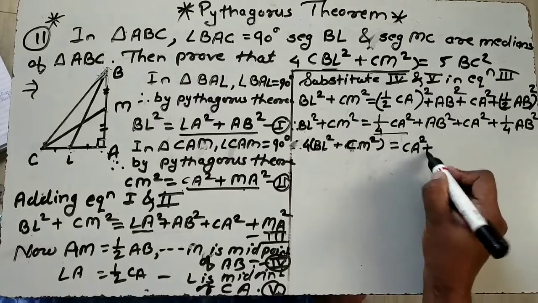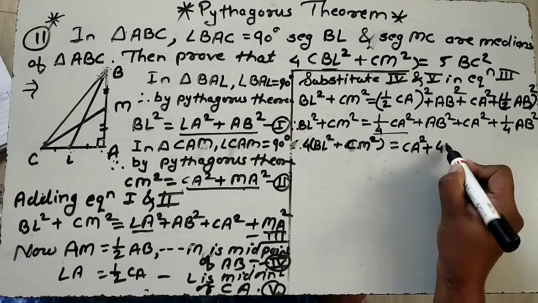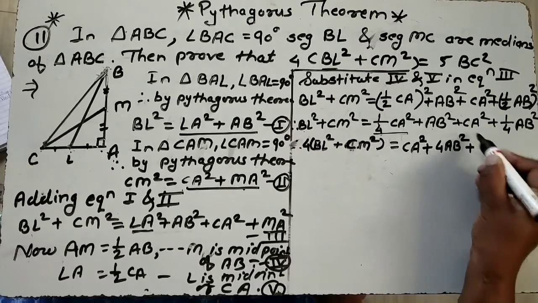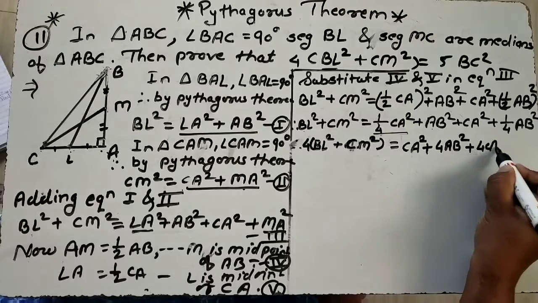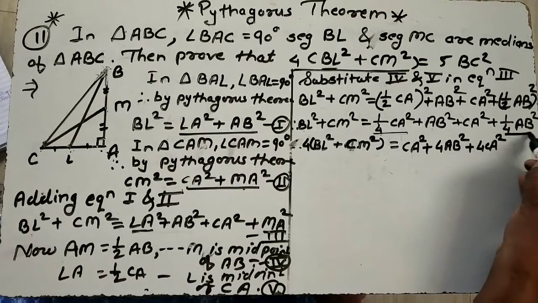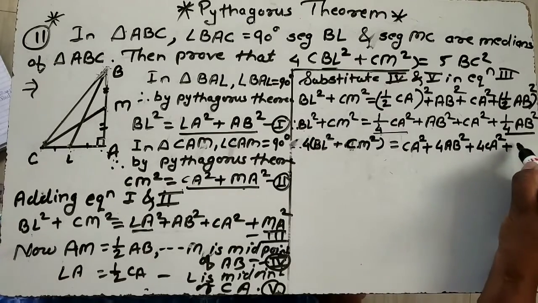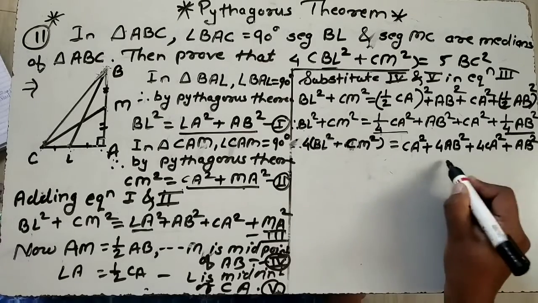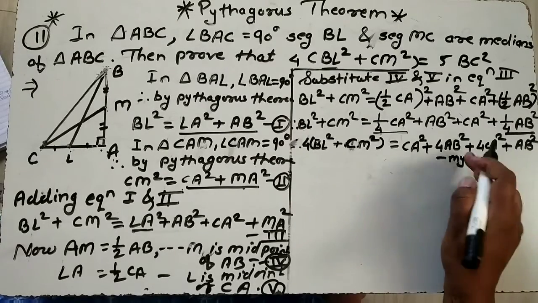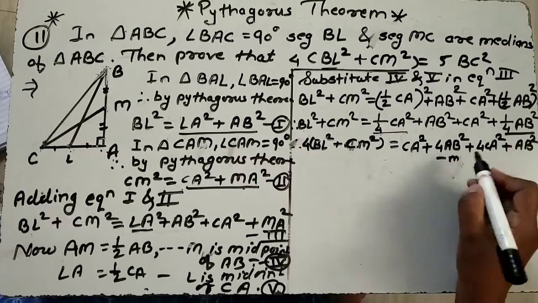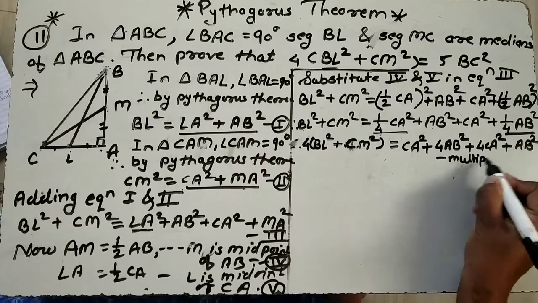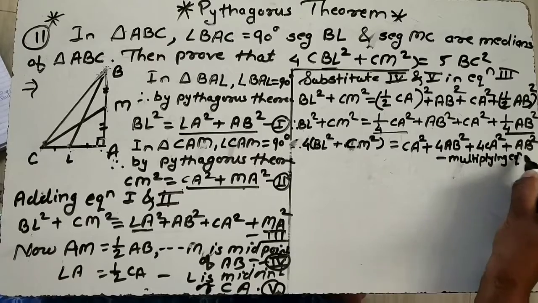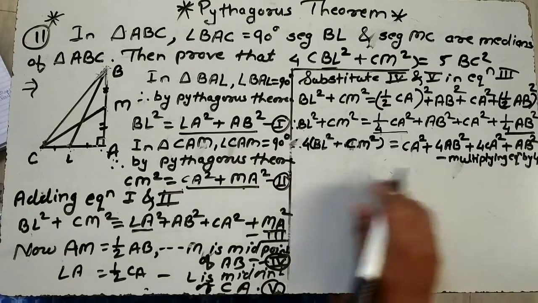Plus 4 into AB square, 4AB square. 4 into CA square, 4CA square, and 4 into 1/4 AB square, the 4 gets cancelled with the 4, and here remains AB square. The reason is that we are multiplying the equation by 4.